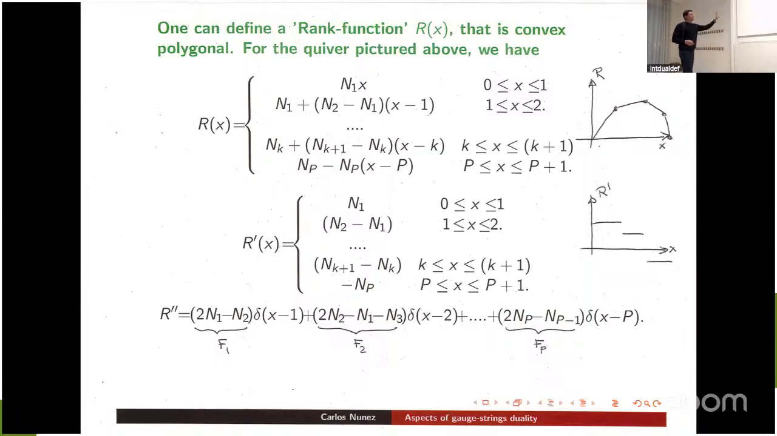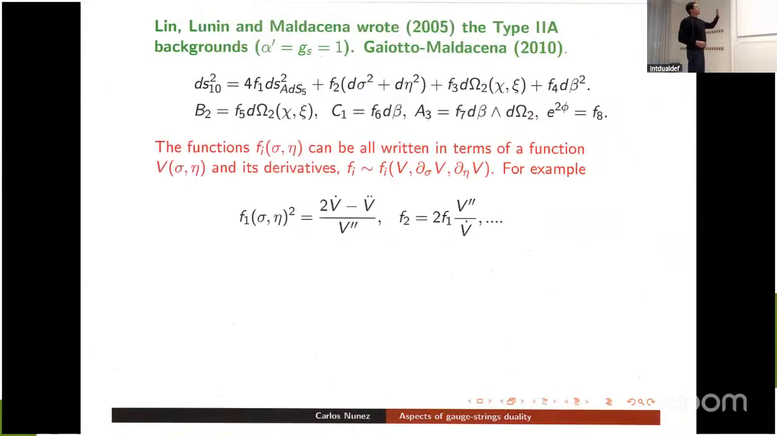So how to use this? Let's keep this in mind. I'm going to describe how to use it to construct a holographic description of these particular conformal theories that then I'm going to deform into some infrared confinement. This holographic description has a lot of history. It started in a paper by Lin, Lunin, and Maldacena in 2005 and was completed in a very nice paper by Gaiotto and Maldacena some years after.